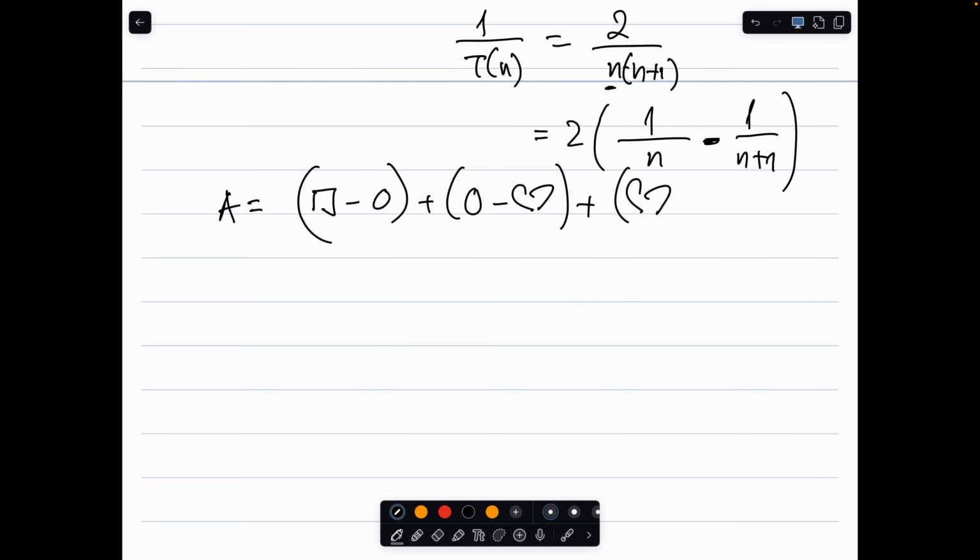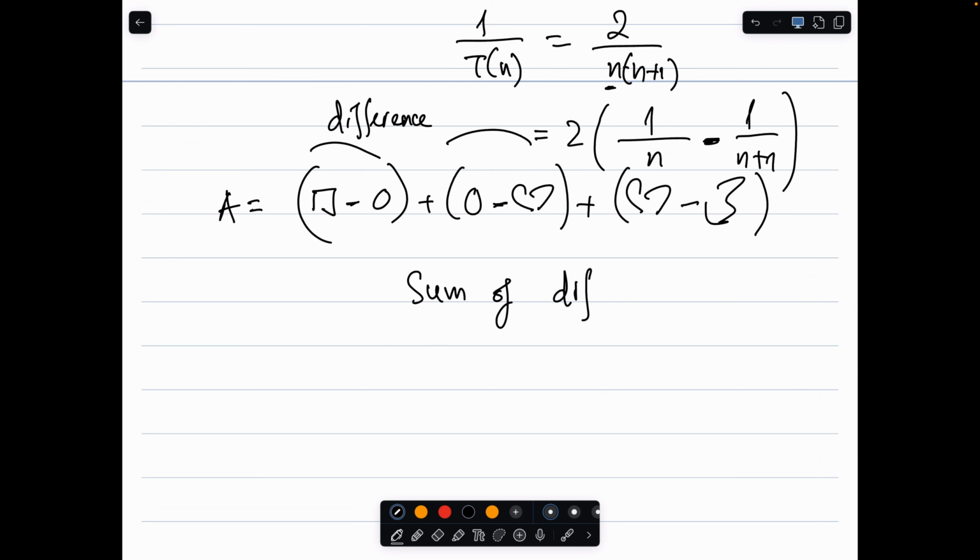Okay, I'm just writing down 3 terms, but you see this is a difference. This is another difference because it's minus here. This is called a sum of differences. And what is special is that if there's a minus here, there's a plus here. So gone, gone, gone, gone. This is called a telescope sum. Okay.